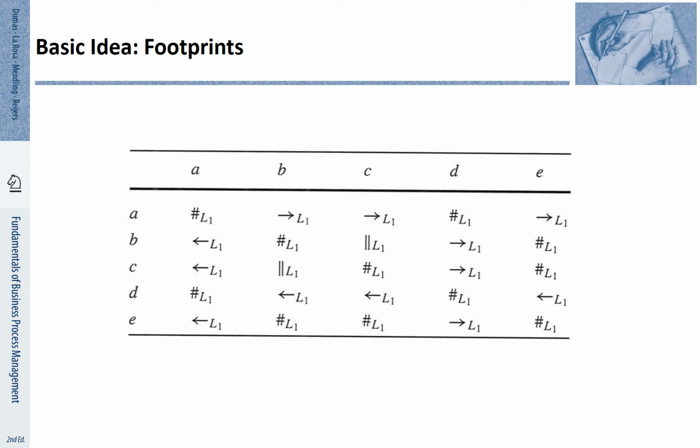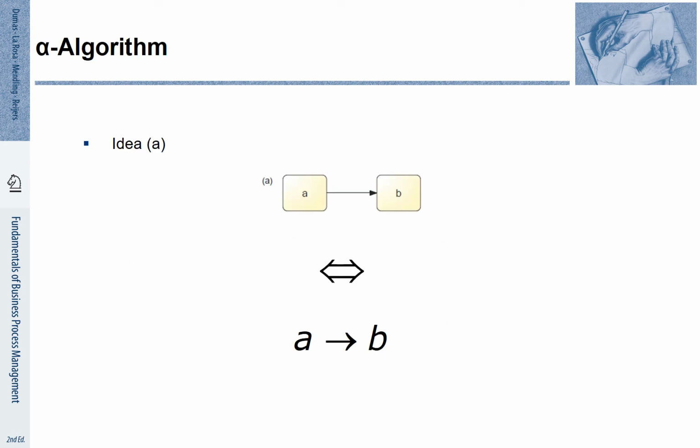Now we can write down all these more complex relationships in terms of a footprint matrix. It's exactly the same information that we have seen on the previous slide. The reason for putting it into such a matrix is to help progressing with the alpha algorithm. The alpha algorithm now tries to identify different patterns of relationships. Each of these patterns is meant to be translated into a part of a BPMN model.